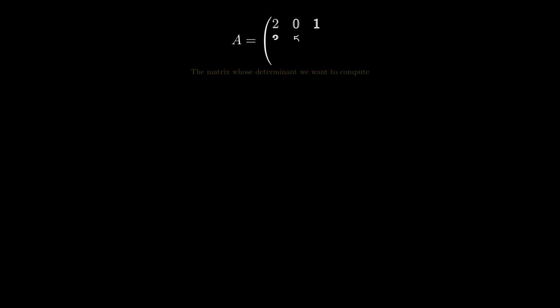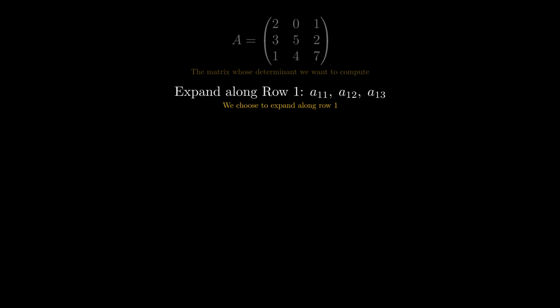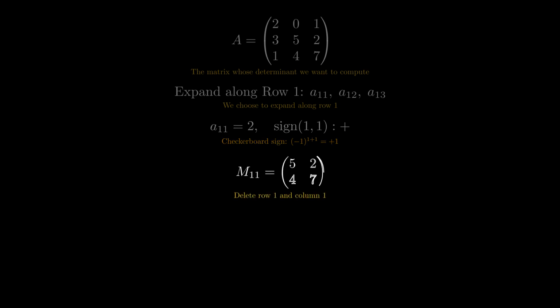Let's compute a 3x3 determinant. Matrix A has row 1: 2, 0, 1; row 2: 3, 5, 2; row 3: 1, 4, 7. We'll expand along row 1. The first entry is 2 at position 1, 1. We delete row 1 and column 1. The remaining 2x2 submatrix has entries 5, 2, 4, 7.